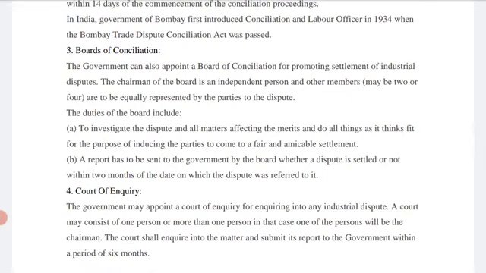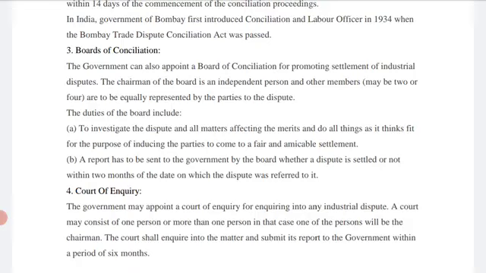Board of conciliation, a board which is established to stop such type of dispute. The government can also appoint a board of conciliation for promoting settlement of industrial disputes. The chairman of the board is an independent person, and other members may be 2 or 4, who are to be equally represented by the parties to the dispute. Means for example, if 4 people are appointed, then 2 should be the representative of the employer, 2 should be the representative of the employee.